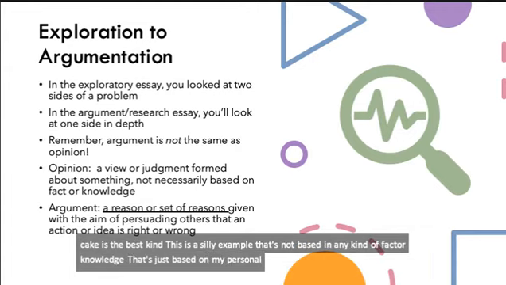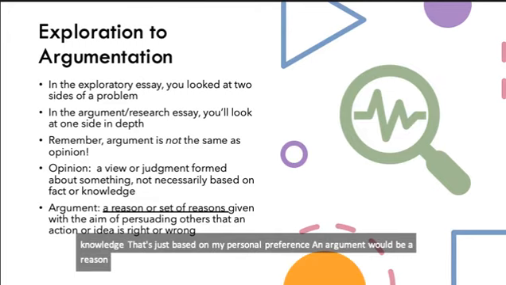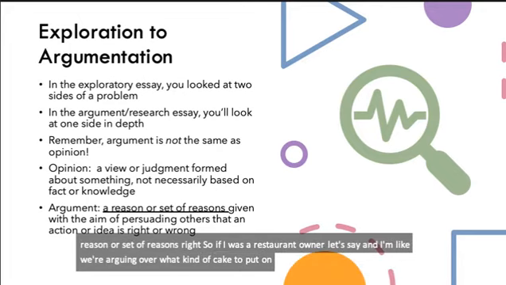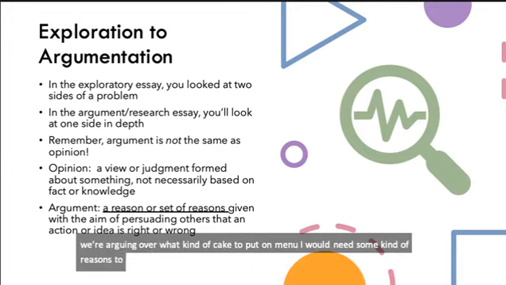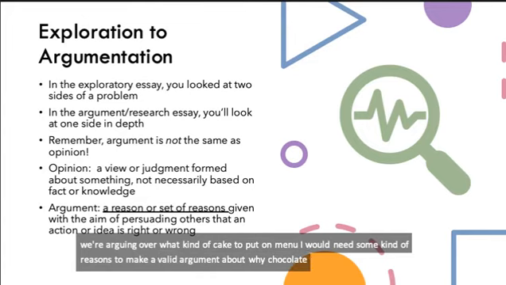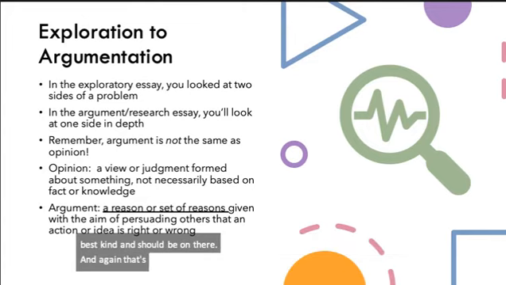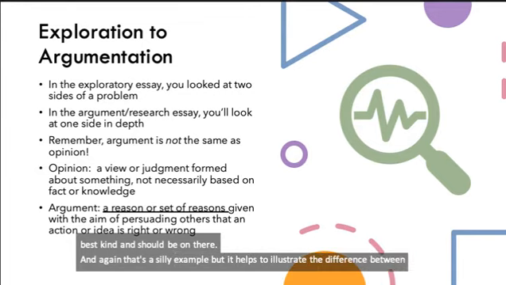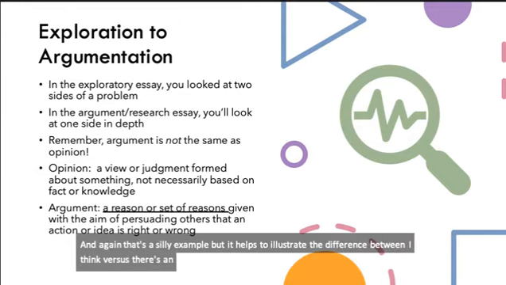An argument would be a reason or set of reasons, right? So if I was a restaurant owner, let's say, and we're arguing over what kind of cake to put on the menu, I would need some kind of reasons to make a valid argument about why chocolate cake is the best kind and should be on there. And again, that's a silly example, but it helps to illustrate the difference between, I think, versus there's an actual argument to be made here.